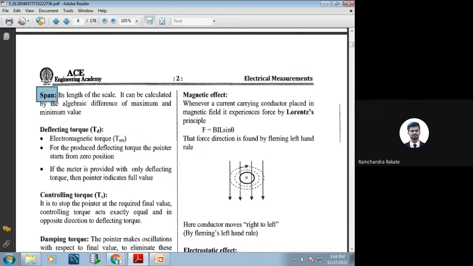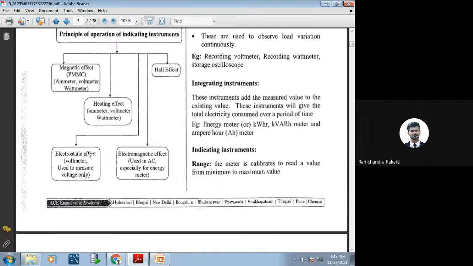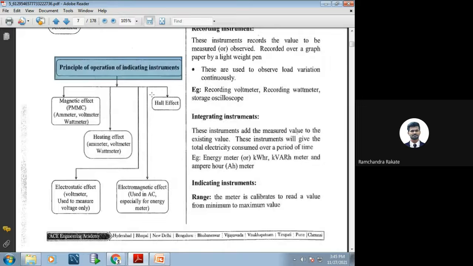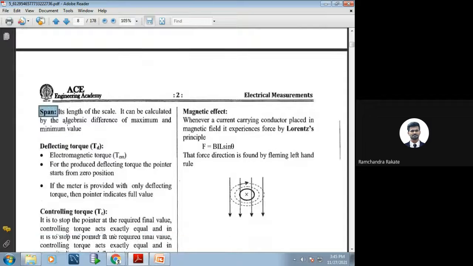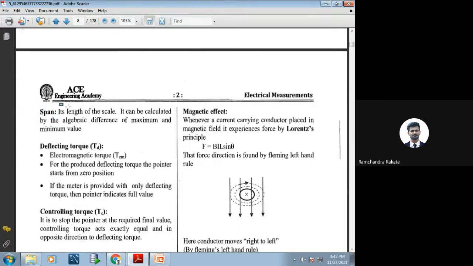So we'll start with this, then we'll look for the next thing. When you come across any indicating instrument, what are we looking for? Span is also there. Span is nothing but the length of a scale. It can be calculated by the algebraic difference of the maximum and minimum value. That is nothing but span, for which the instrument is allowed.